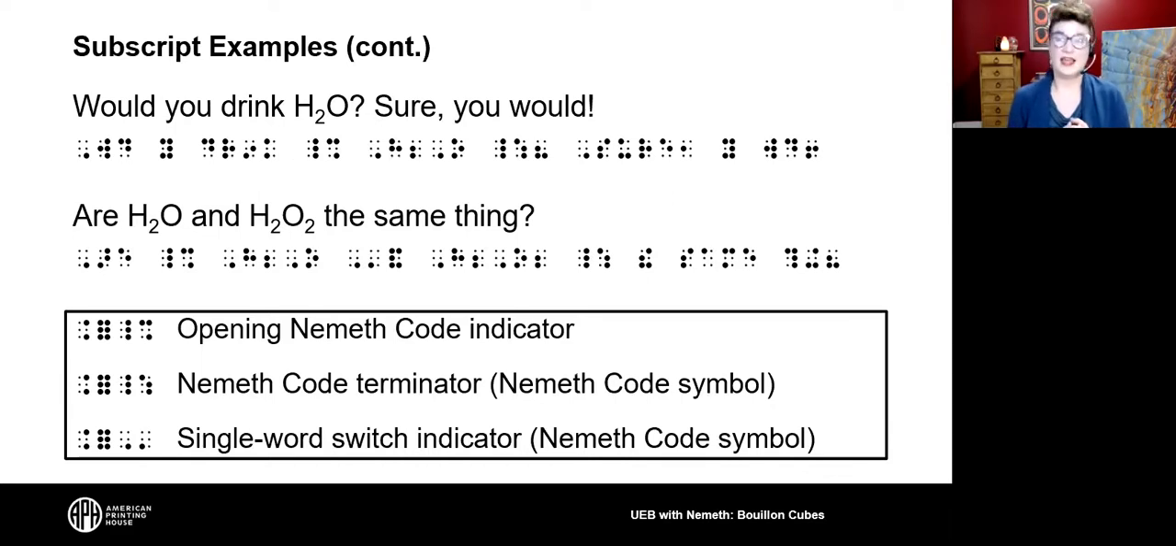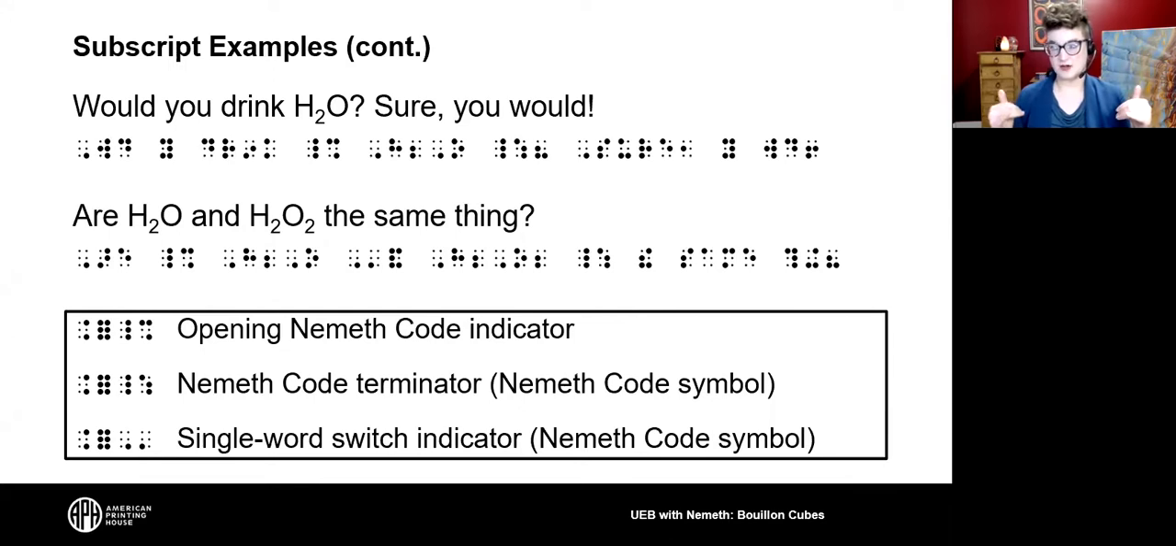And that's why it can't be misread as the capitals terminator, because we know there's a UEB symbol, .63, that says, hey, some other indicator said everything is capitals until I tell you otherwise. And I'm telling you otherwise. I'm ending capitals here. That's the UEB meaning of the .63. The Nemeth Code meaning of the .63 is single word switch indicator. And that only happens after Nemeth Code has been turned on by the opening Nemeth Code indicator.